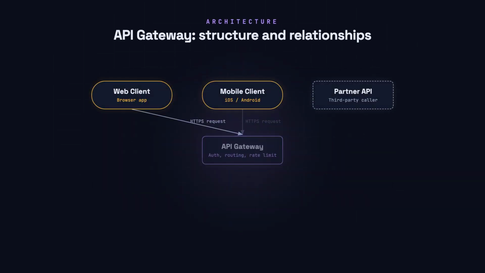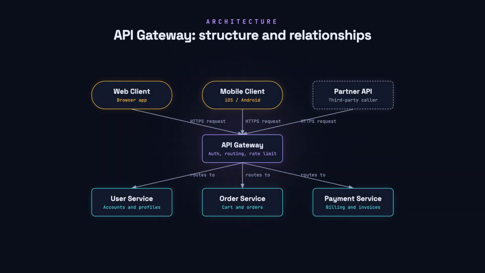Here is the structure. Every client, whether a browser, a mobile app, or an external partner, sends its request to one place, the API gateway. The gateway sits in front of all your backend services and is the only thing clients ever see. Behind it, your services can move, split, or be replaced without the clients noticing. The gateway owns three core jobs: verifying identity, enforcing limits, and routing each request to the correct service.